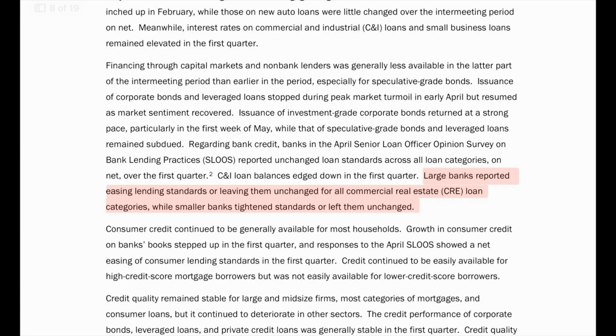Now, another thing that stood out to me is them talking about the difference between large and small banks and how they're responding in this environment. And I think it really highlights the difference in risk appetite between the two. So it says that large banks reported easing lending standards or leaving them unchanged for all commercial real estate loan categories, while smaller banks tightened standards or left them unchanged.